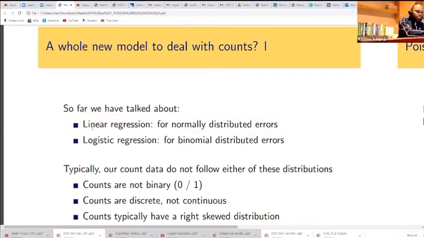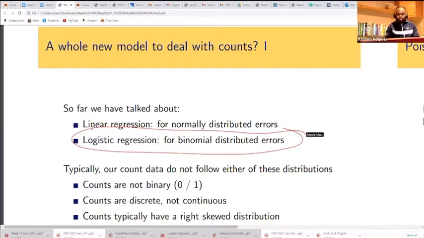Now, what about the logistic regression that we've done before? The logistic regression we've done before has binomially distributed errors. What do I mean by binomially distributed errors? Because the response variable is categorical for you to use logistic regression.